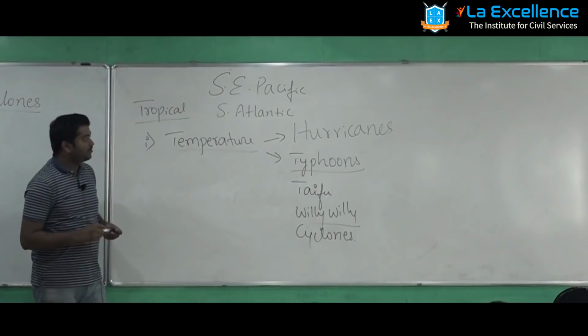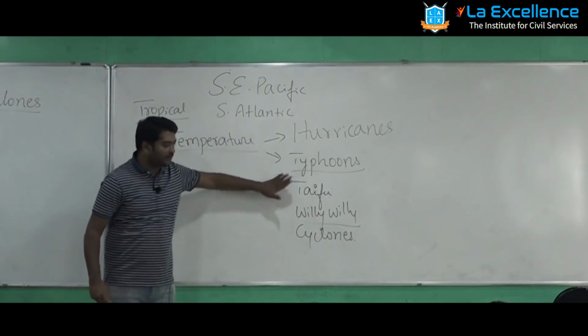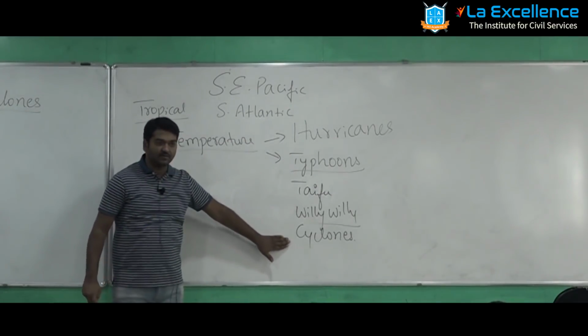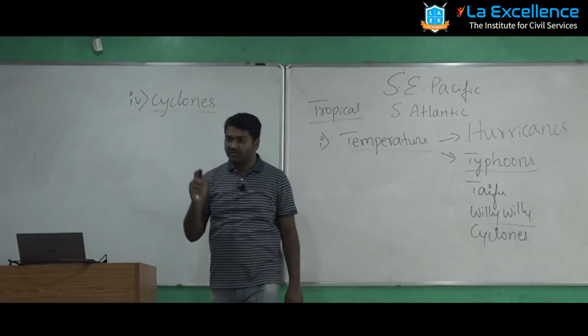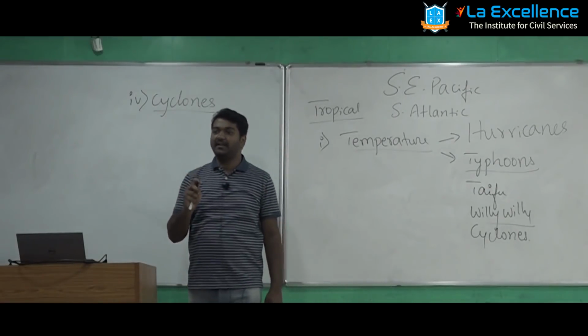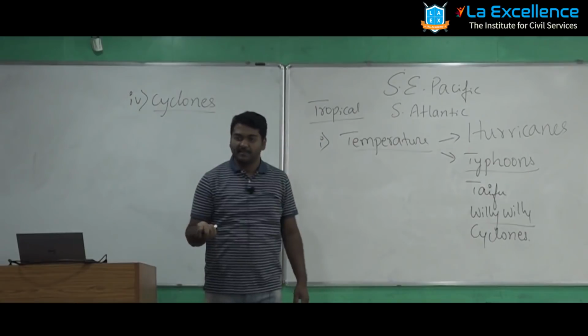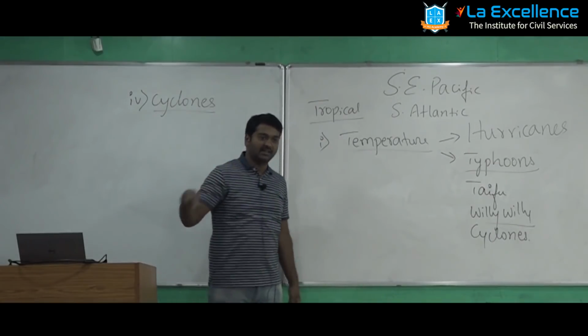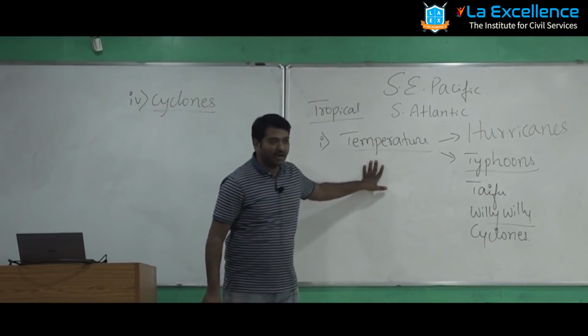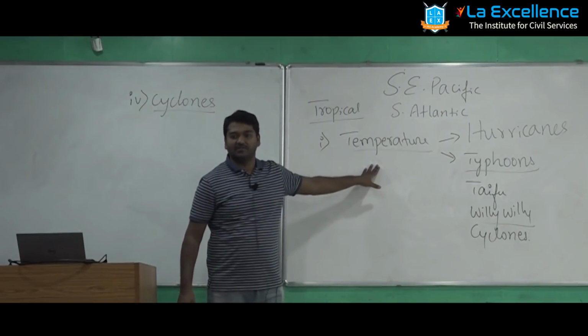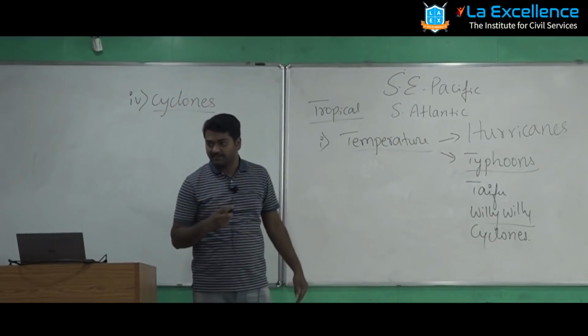So the five things that you say in distribution: hurricanes, typhoons, Willy Willy, cyclones. First, you will write geographical regions. Second, you will write climatic reasons. Regions are different, reasons are different. Temperature, you have to say, is the main cause for the western sides.